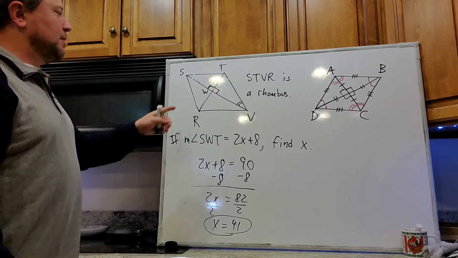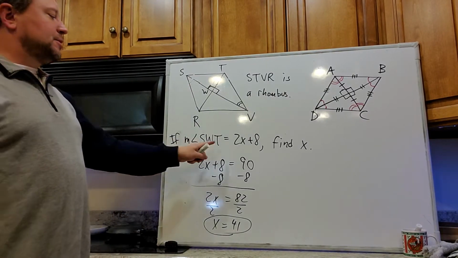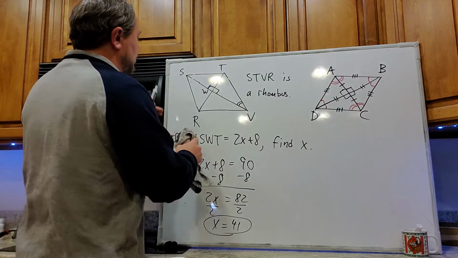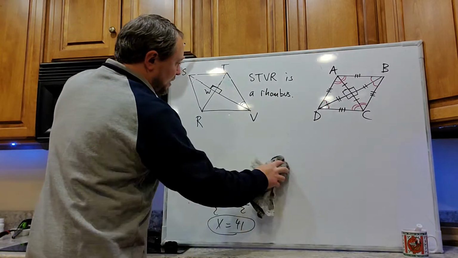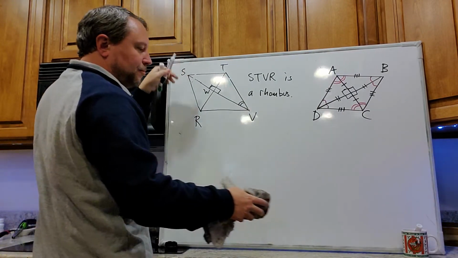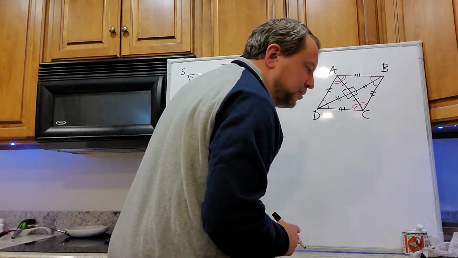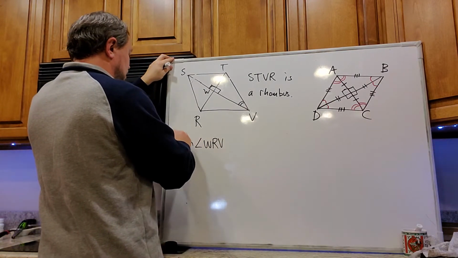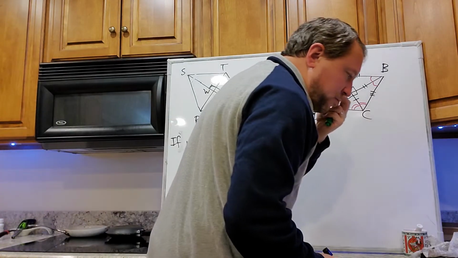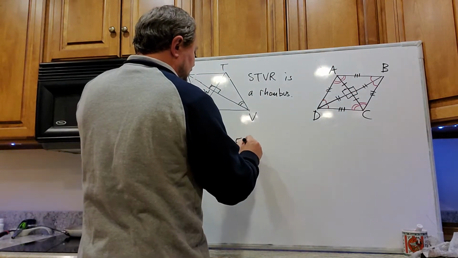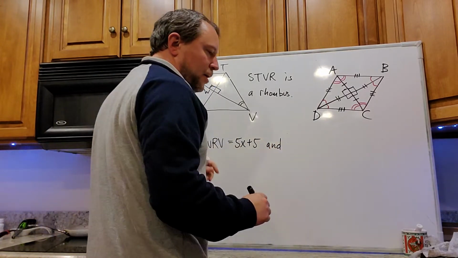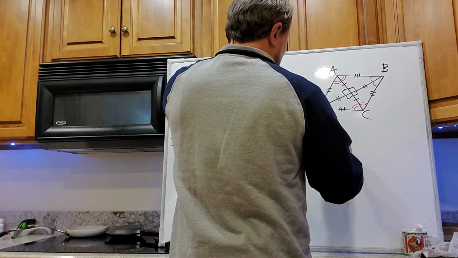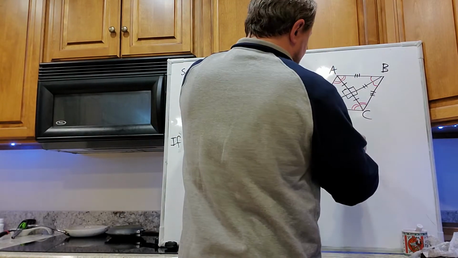Okay, so there's a nice easy one. If they give you one of the right angles, set it equal to 90 and solve for x. Okay, but the algebra problems could get a little more difficult than that. What if, for example, on our next problem here, what if I told you that angle WRV is equal to 5x plus 5? And suppose I also told you that angle WRS is equal to 7x minus 19.